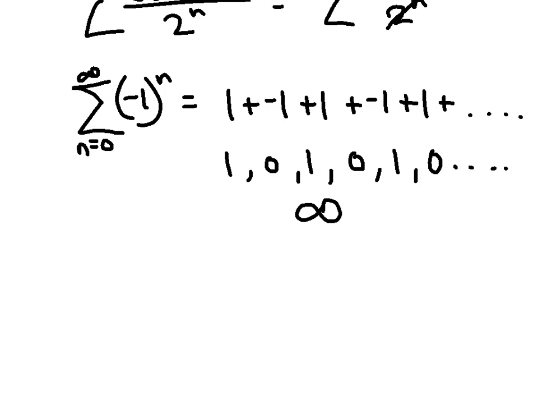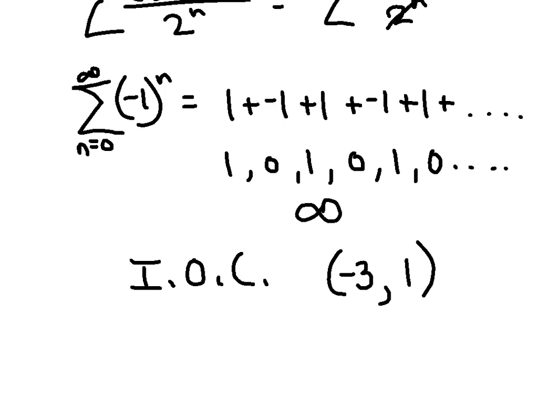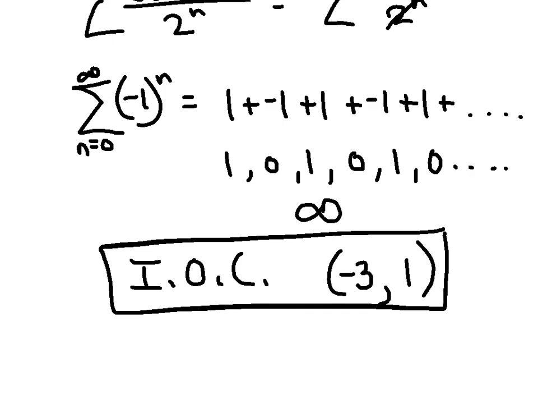So again, we'd say that this endpoint also diverges, and therefore our interval of convergence is going to be open bracket negative 3 comma 1 open parenthesis again. There's your interval of convergence, ladies and gentlemen. A little lengthy this time, but we'll get quicker at them.